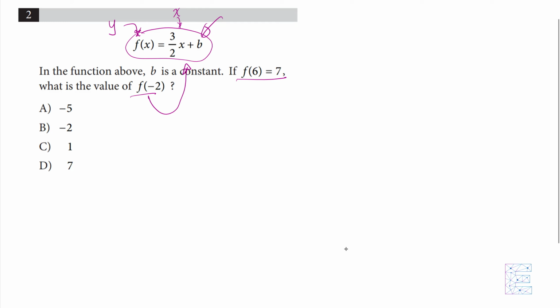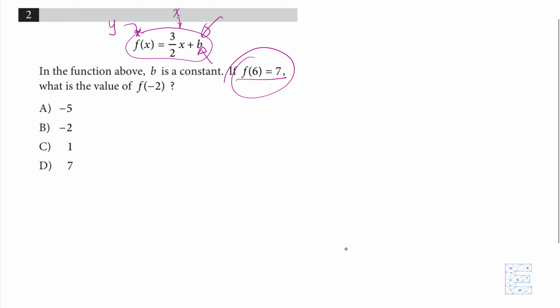So if you remember, this is called function notation, whereby if you see f of 2, someone is asking you to really just replace the x value with a 2 to find out what the y value is. So yeah, we could do that, but since we don't know what b is, that becomes a problem. We're still stuck. So our first step is to figure out what b is.